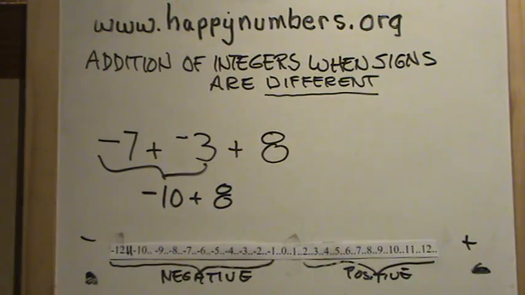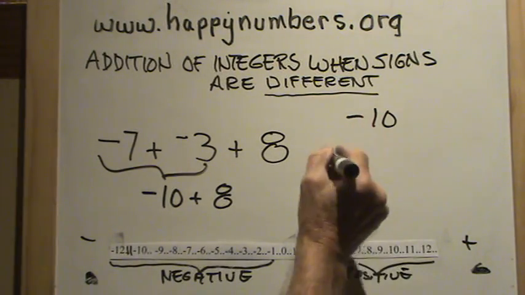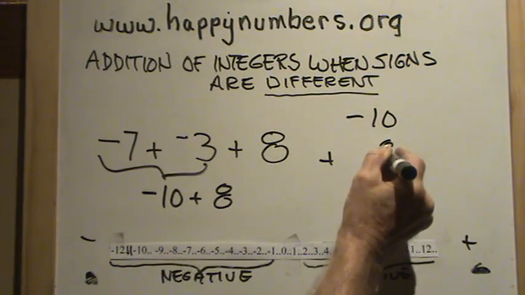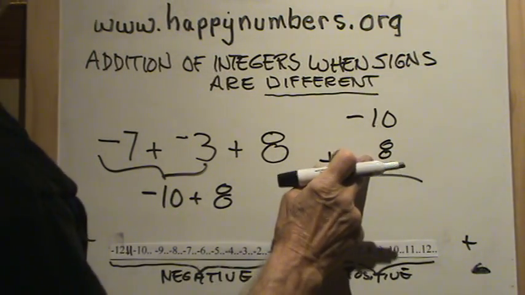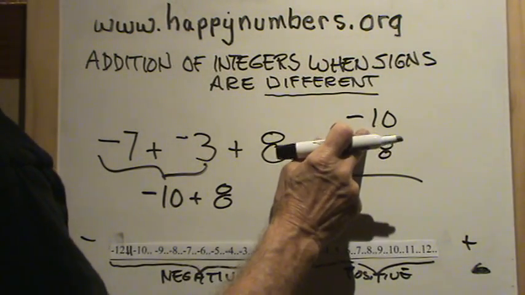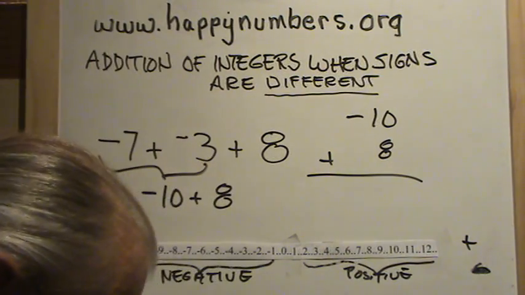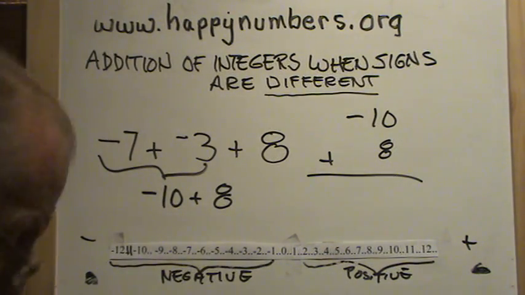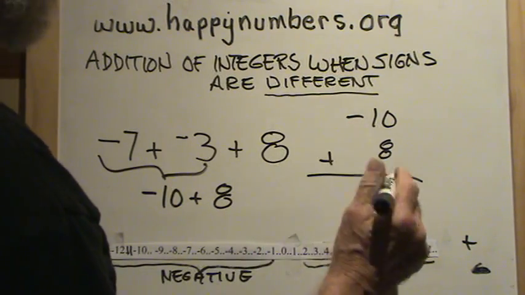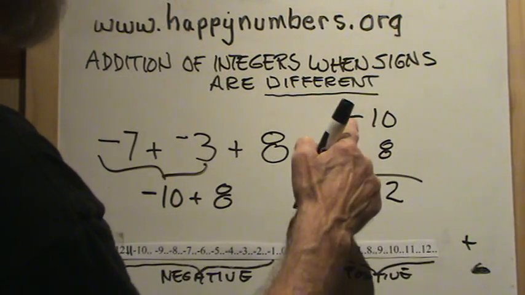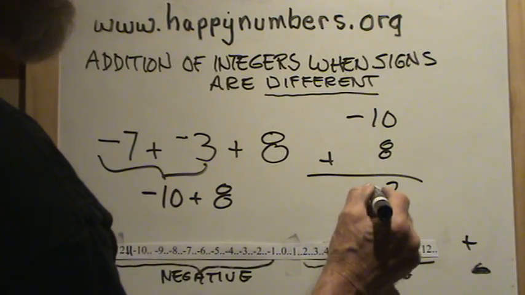Okay. I have a negative 10 plus a positive 8. I know I ignore the signs. I take the smaller number 8 away from 10. My time is up. Okay, I have 10 and I take 8 away. That gives me 2, and I use the sign of the larger number, which is a negative.